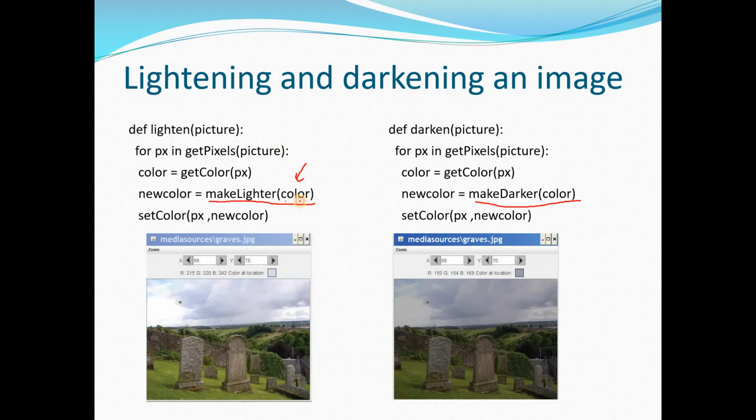Remember, one color object has 3 values: R value, G value, and B value. So it takes the 3 color values, and you give make lighter a color, and it will return you a new color which is lighter. Now what does the word lighter mean? Lighter means that it will increase the color intensity of all the 3 values, not only one. So let me show you first.